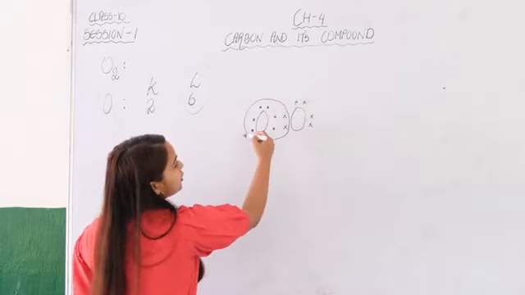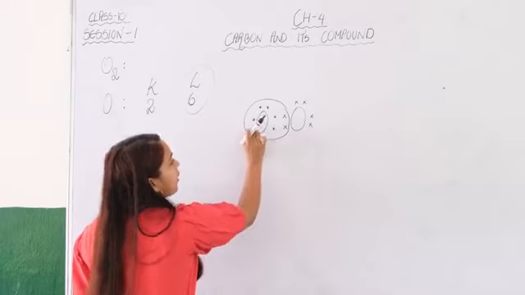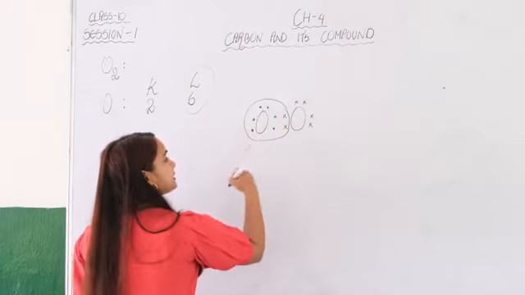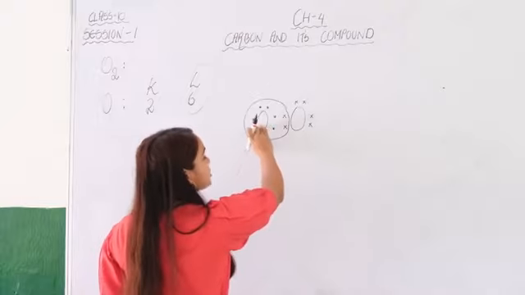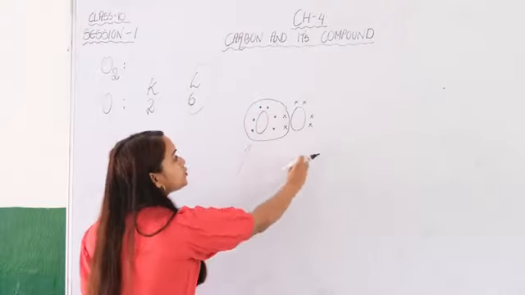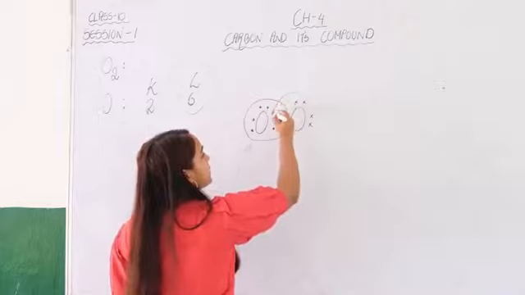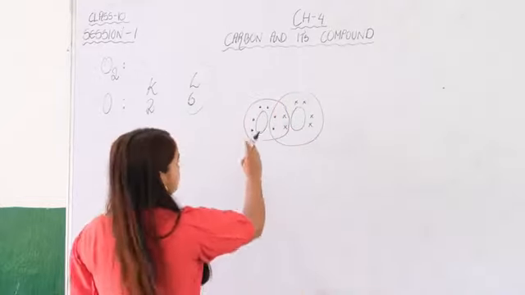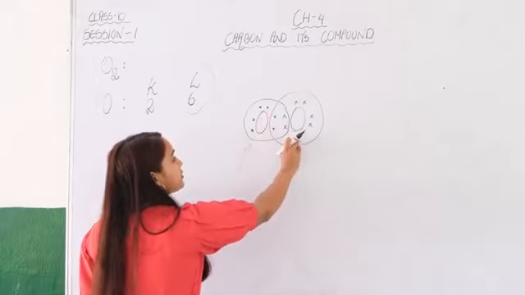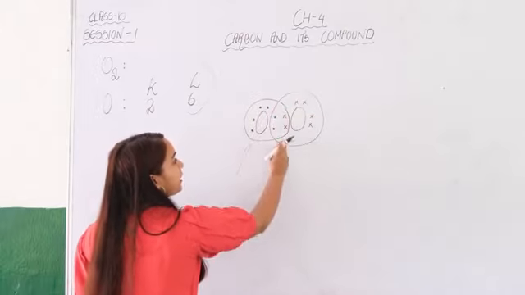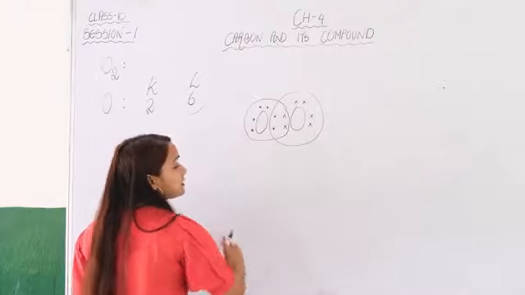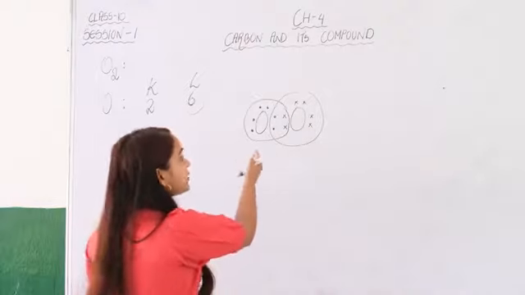Now you see how many electrons are present for this oxygen. 1, 2, 3, 4, 5, 6, 7, 8. So it has attained stability. And now this oxygen also shares its 2 electrons with the other oxygen. Upon sharing of electrons, you can see that this oxygen atom also has 8 electrons altogether. 1, 2, 3, 4, 5, 6, 7, 8. So both of them have attained stability by sharing electrons.